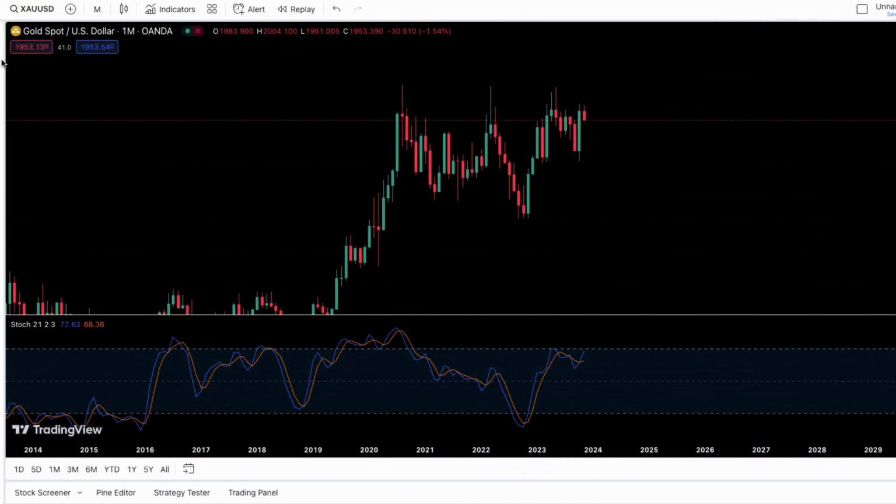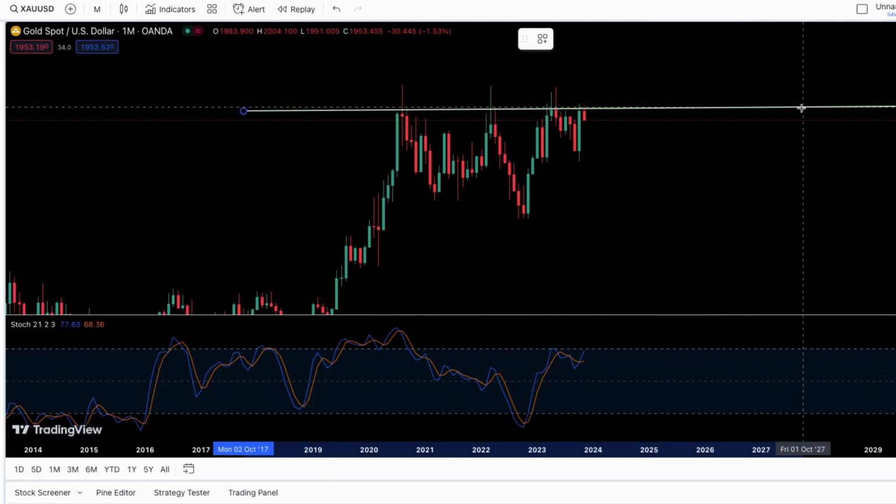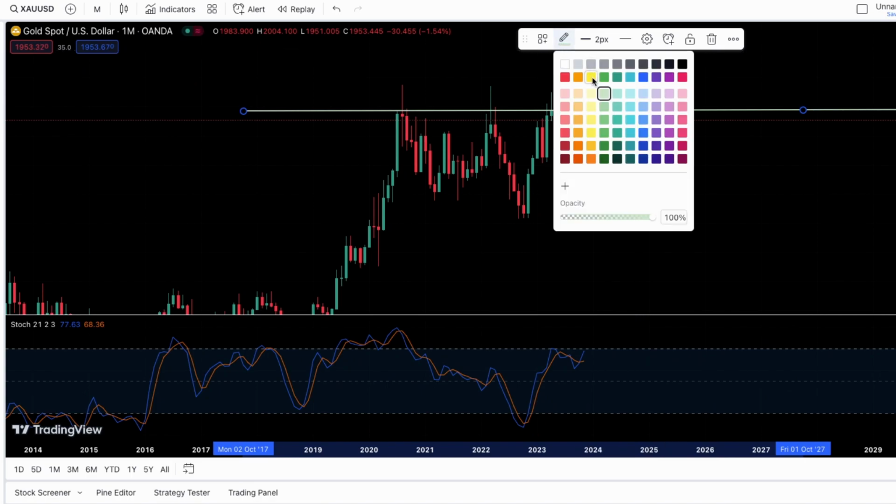Our second stop is gold USD. Again, the first thing we do is to draw the monthly and weekly support and resistance lines.